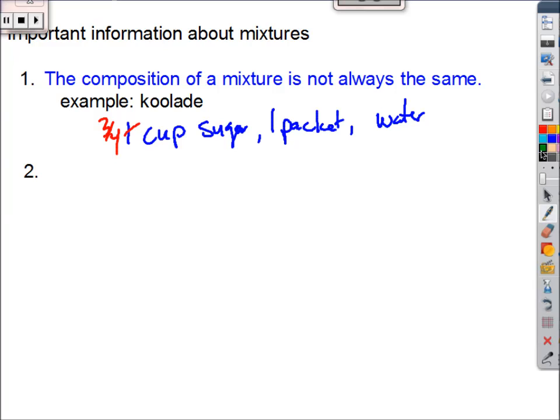Kid gets a hold of it and says, I'm not letting Mom make it again because she cut my sugar down. I'm putting 1.5 cups in there because it was really weak last time. So now you still have Kool-Aid, but it's got a different composition, a different amount of sugar. I've heard people that like to put in 2 packets instead of 1. Maybe they like to mix their flavors or just like a stronger flavor. It's still Kool-Aid. Again, different compositions, not always the same.